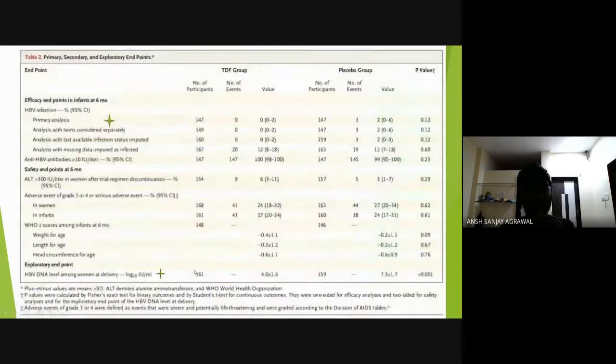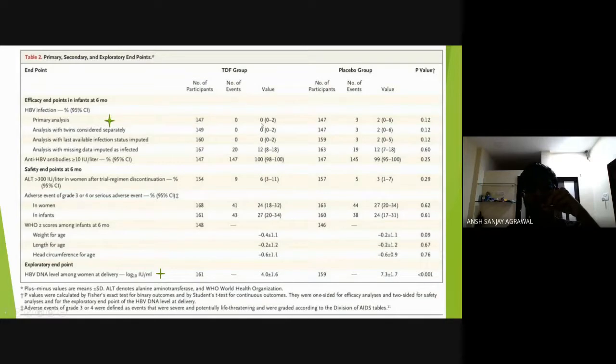Moving on to the next page. This is the results section or the endpoint section, which is arguably the most important part of the presentation that I'm going to talk about. If you please look at the efficacy endpoints in infants at 6 months, in the HBV infection percentage in the primary analysis, you will see that the number of participants is the same, 147, in both groups. There are 0 events in the TDF group. That means that there was no hepatitis B infection in infants in the TDF group, so that is a 0 percentage value.